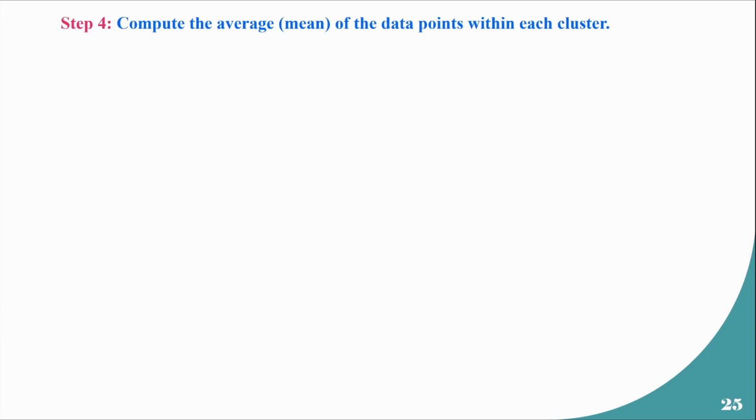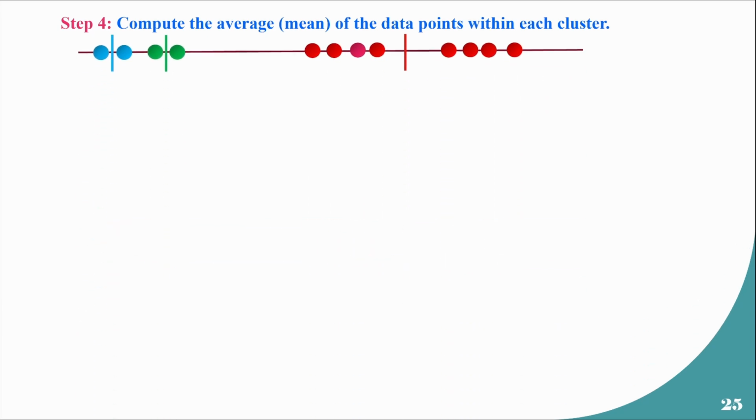Now, what the algorithm will do next is compute the mean position of those data points present within the same cluster, right? So, for example, the blue cluster's mean will be this blue vertical line here. Then the green cluster's representative will be this green vertical line, and the red cluster's representative will be this red vertical line, because those are the mean points of all the available data within those clusters, right?